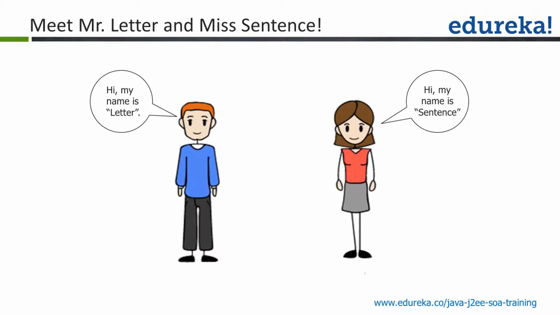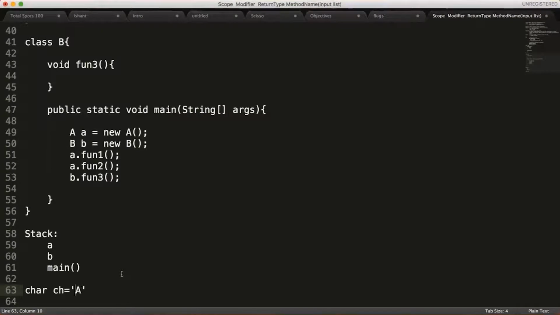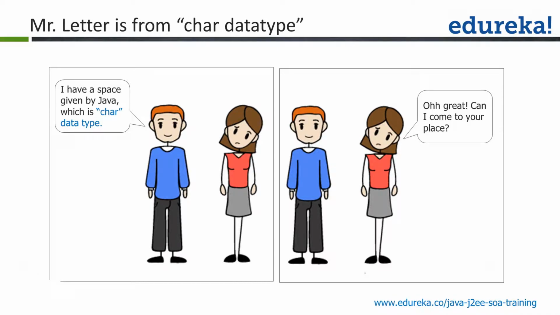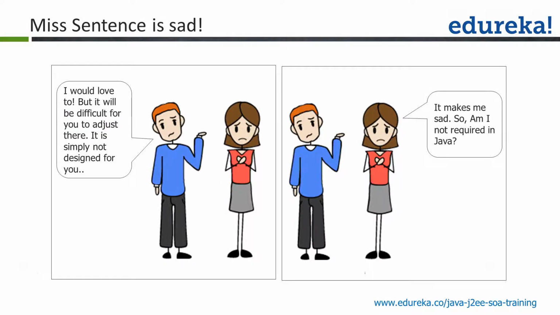So the next topic is to understand what is meant by something known as string as a data type. So meet Mr. Letter and Miss Sentence. This guy is a letter and this is the sentence. Letter means character type. So we say we have this char ch which can contain a single letter or a character. So you cannot say this is a sentence. This is not allowed. This is an error. So this is what we are trying to understand. I have a space given by Java which is the char data type. So can a sentence be adjusted in the char data type? Sentences cannot be adjusted in the char data type.